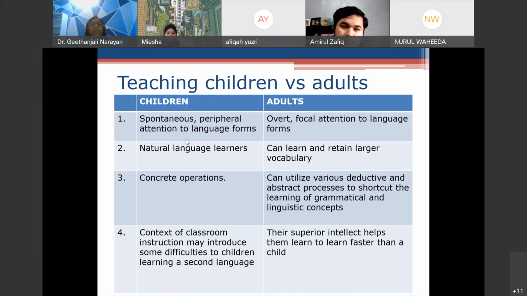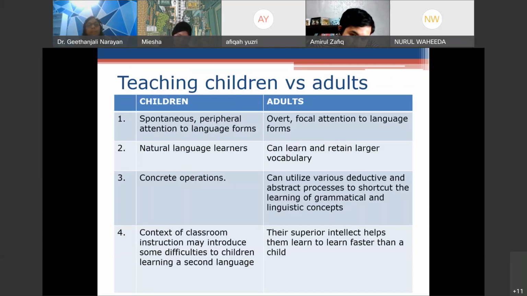All right. Children, it has to be concrete operations. This is where the difference in your teaching aids will come. They need to see things. You have to show. If I say it's red, then you have to bring something red in color and show them. All right. Whereas for adults, you can actually explain and they can visualize it. So there's a lot more abstract processes that happens in adults, whereas children don't have that ability. All right. For children, it has to be concrete.